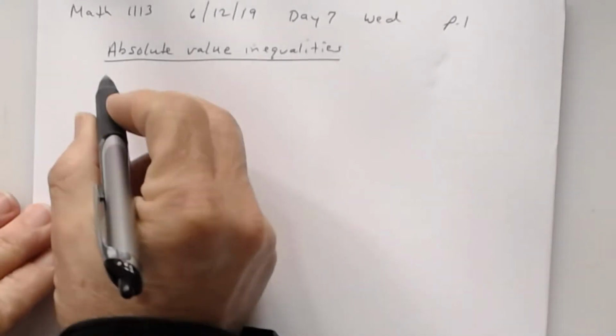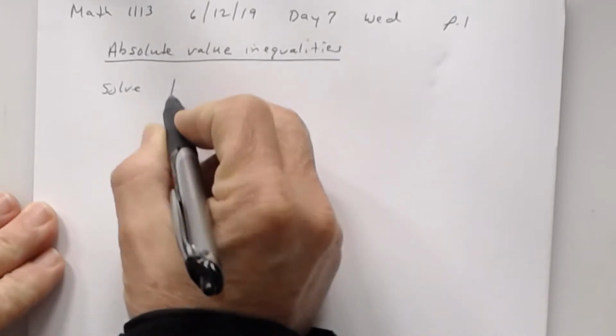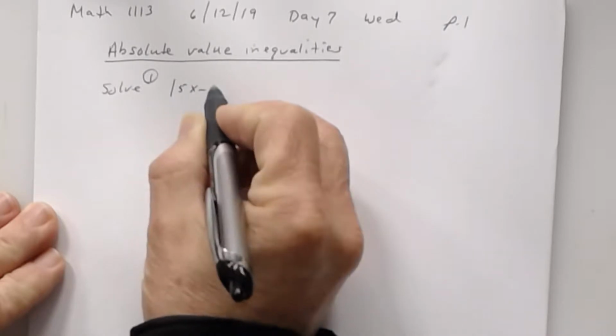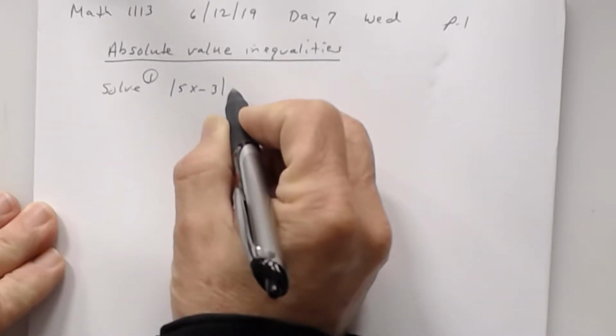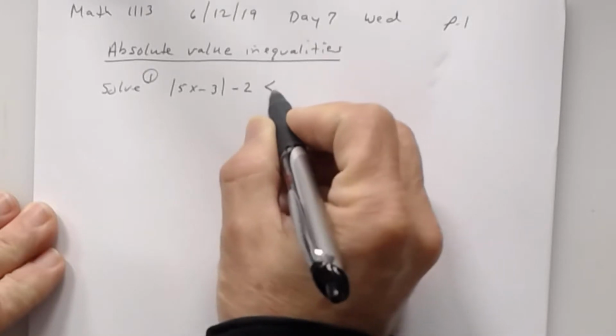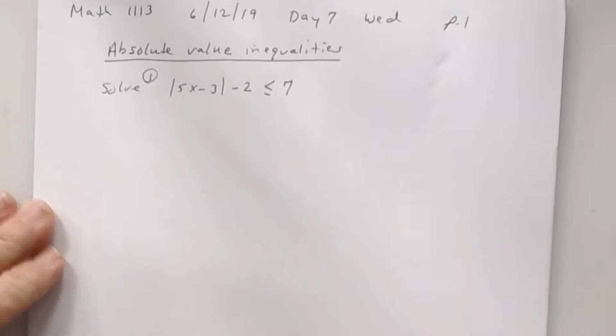All right, suppose you wanted to solve this absolute value inequality. Number 1, the absolute value of 5x minus 3, minus 2, is less than or equal to, let's say, 7.